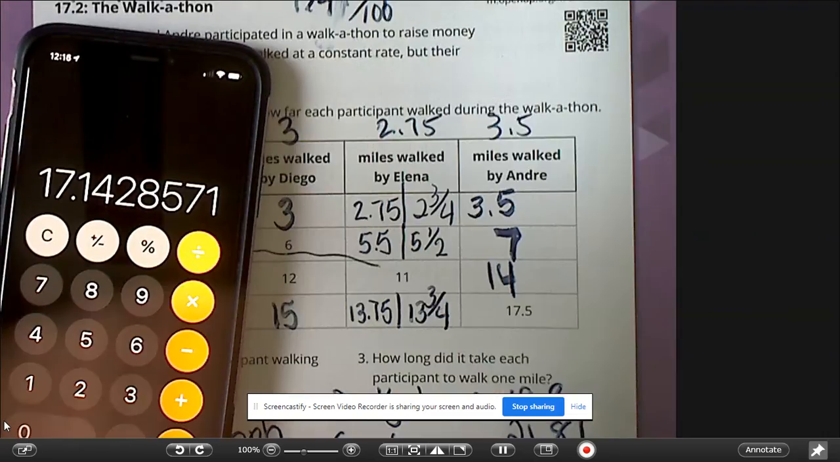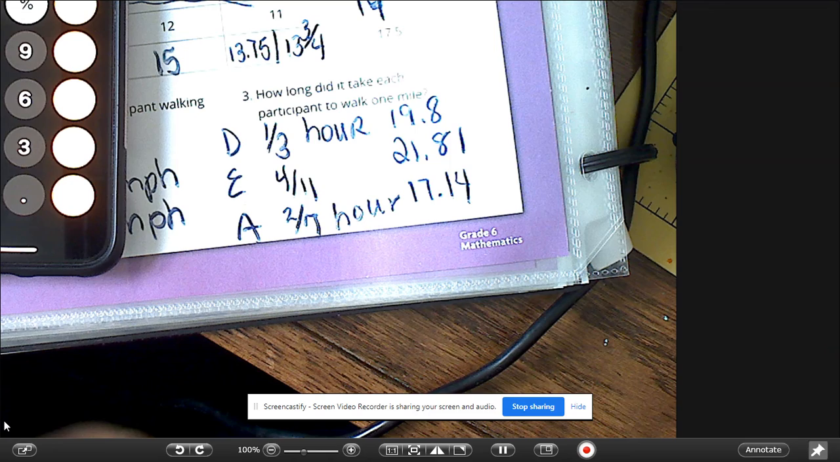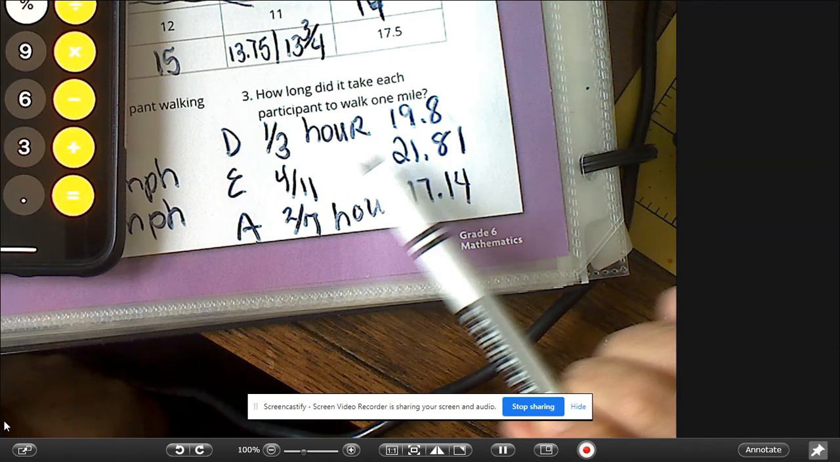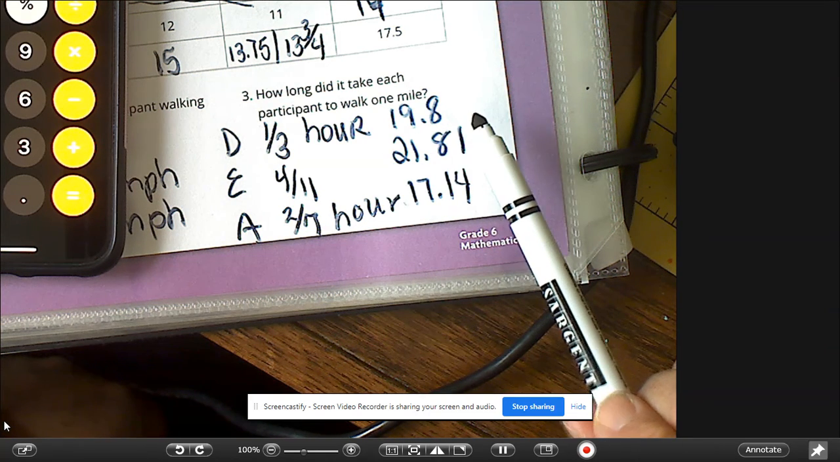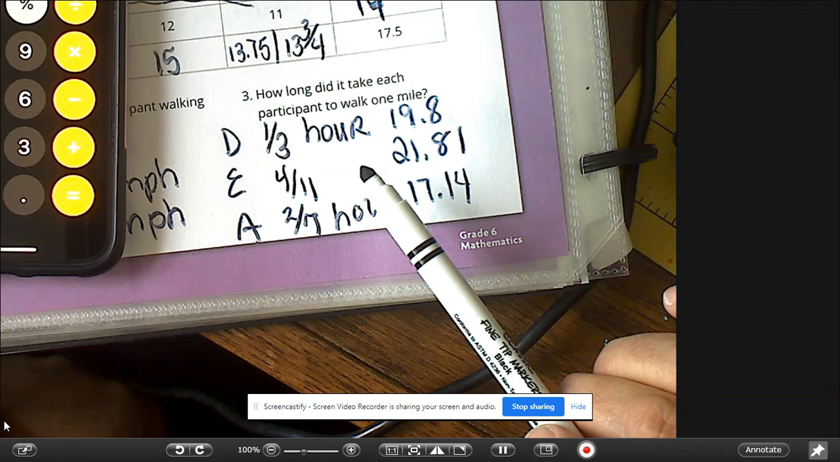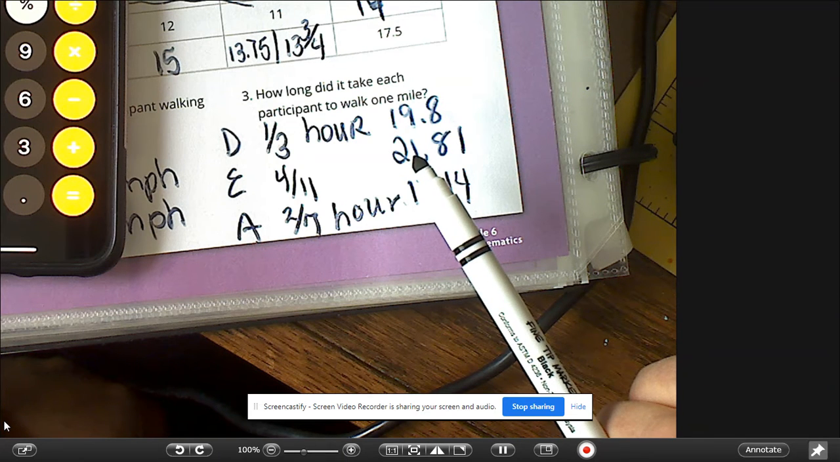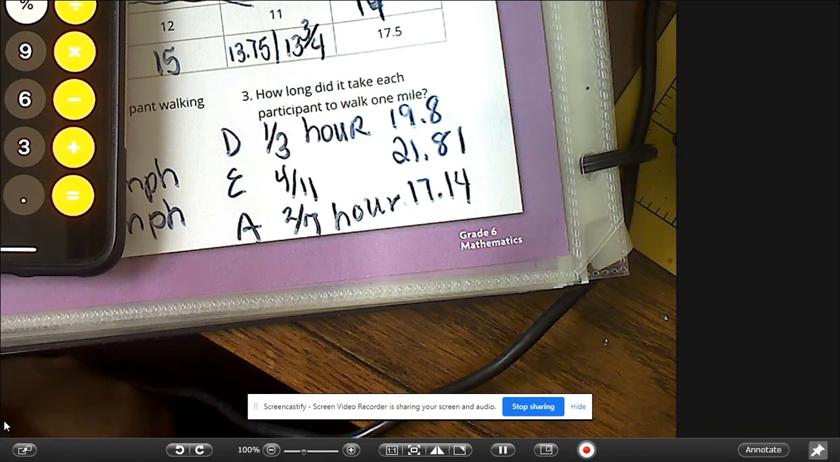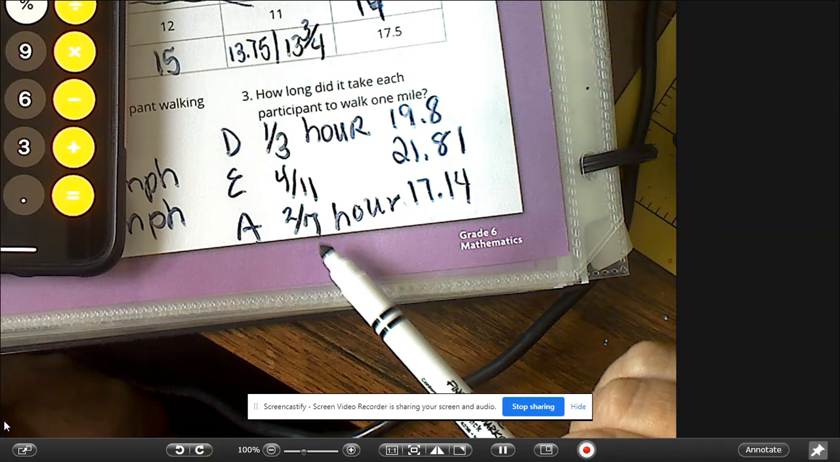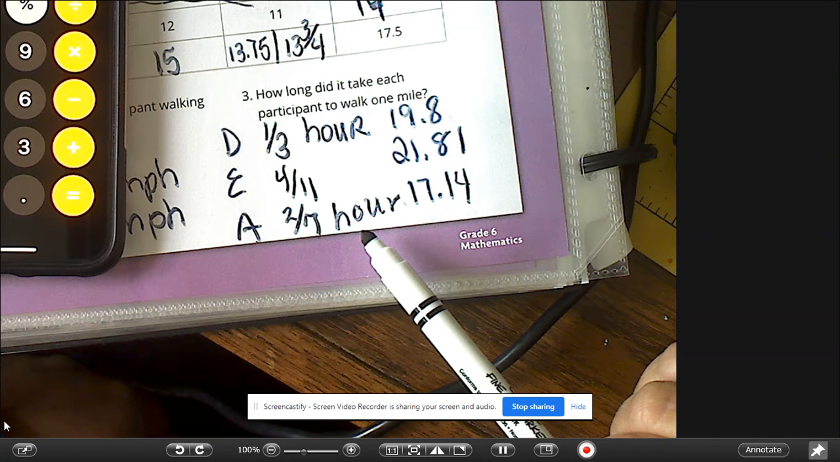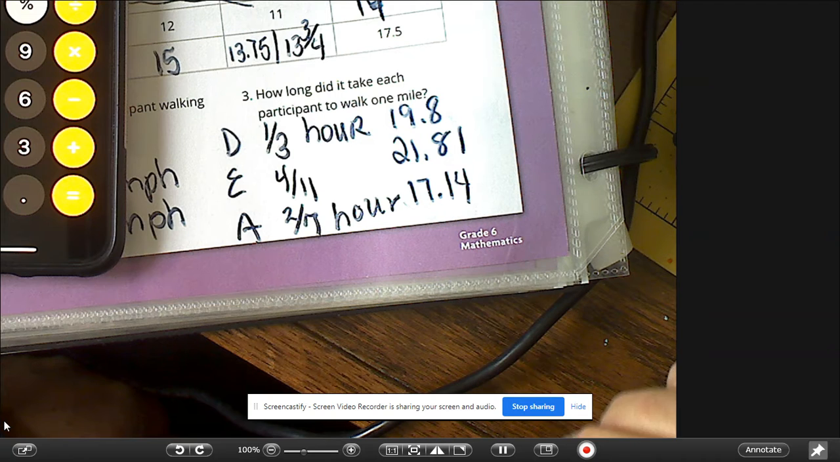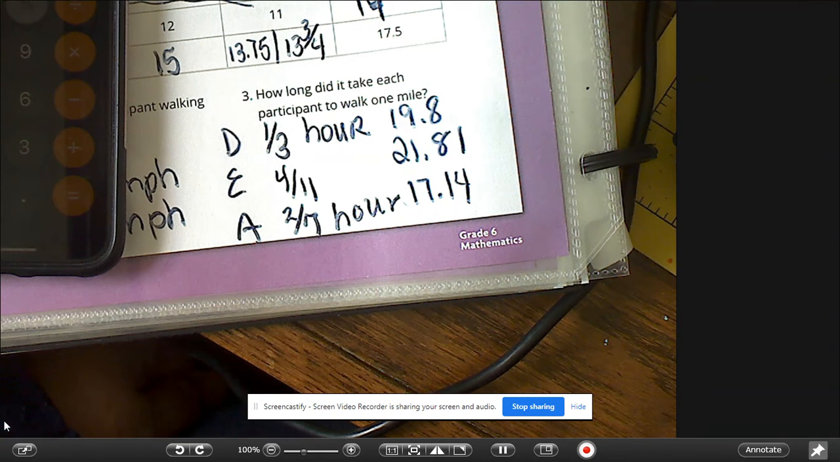Okay, so if we're figuring that out, you're going to divide how much of the hour it is. So 1/3, 1 divided by 3 times 60 is 19.8. 4 divided by 11 times 60, because there's 60 minutes in an hour, so 21.81. 2 divided by 7 times 60 is 17.14. And that is the amount of minutes it took them to walk 1 mile.